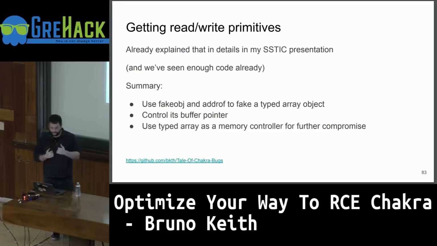In a nutshell, we use fake obj and address-of, our two primitives, to fake a typed array. Typed arrays in JavaScript give us a way to write and read unboxed memory. We fake it in such a way that we can control the buffer pointer, and by using this typed array, we can use it as a memory controller and a read and write primitive. If you're interested in that particular part, I recommend checking out the presentation I gave at Sthack, which is also online.